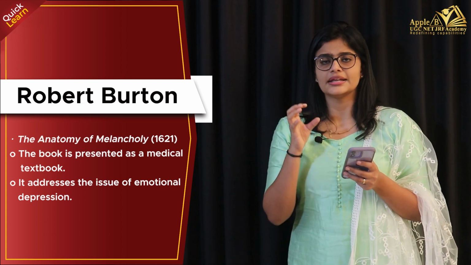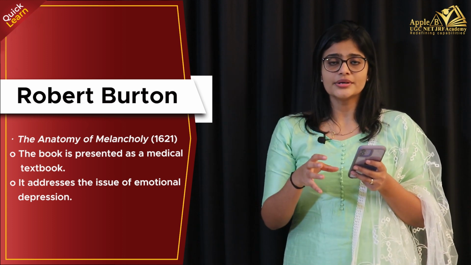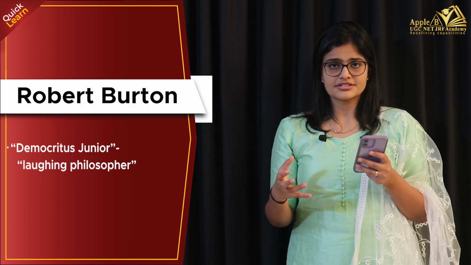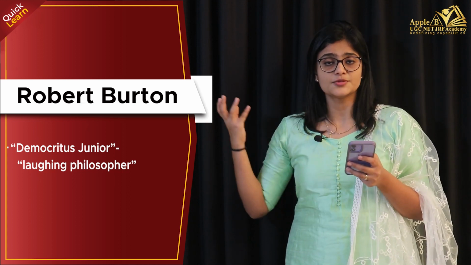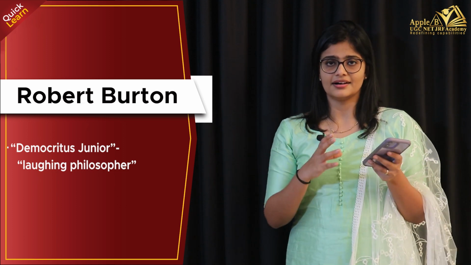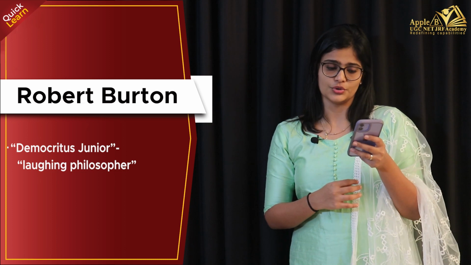And this is actually ironic because Democritus is the laughing philosopher. So a laughing philosopher is writing or speaking about melancholy. So you can find the irony in having the name Democritus Jr.